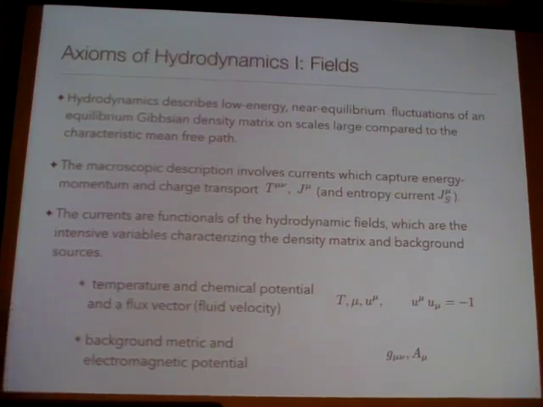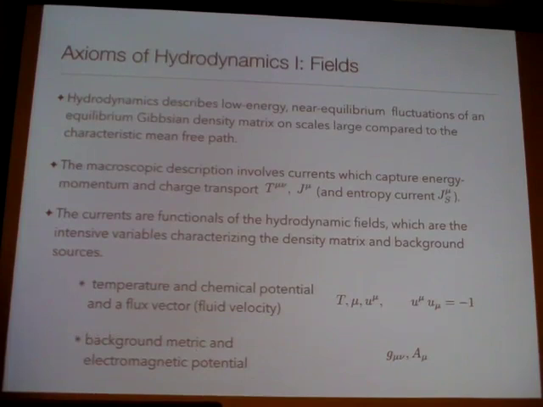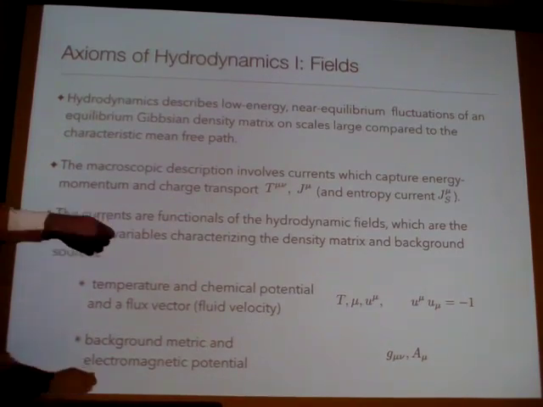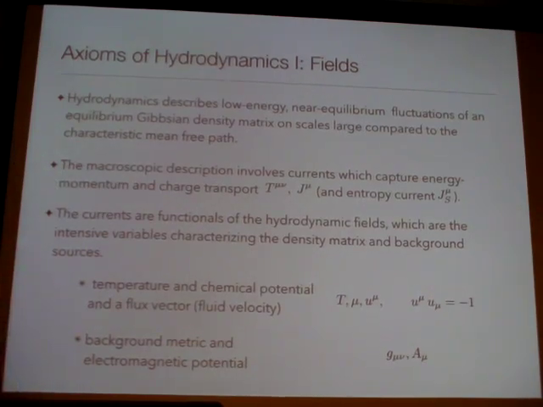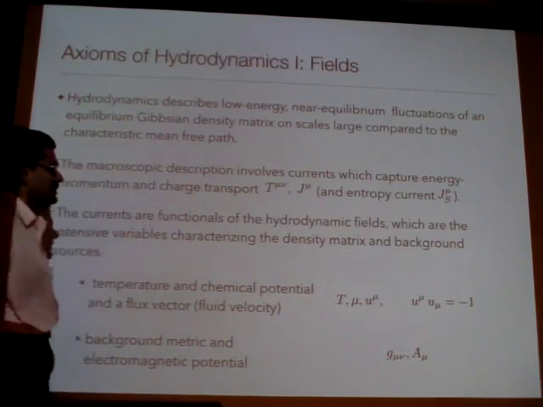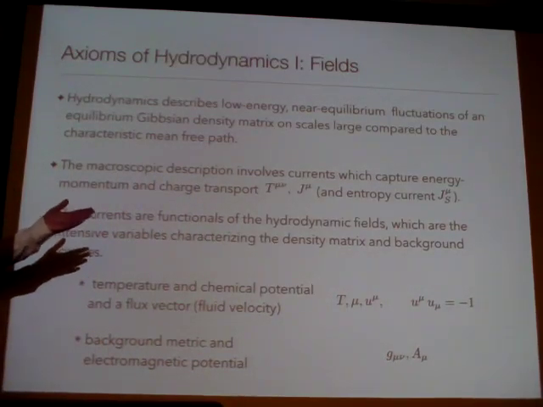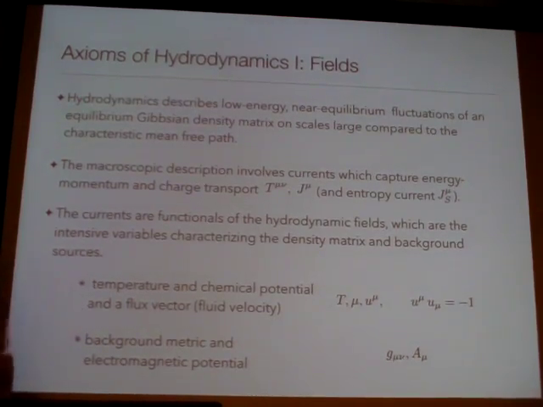These currents should be viewed as functionals of some basic hydrodynamic fields. So what are these basic hydrodynamic fields? Well, locally we have thermal equilibrium. Thermal equilibrium is characterized by some local temperature. If you have charges, you have some local chemical potential. But in addition, you can allow yourself to move from local domain to local domain, so there's some flux vector that tells you what the exchange of energy and charges is. In relativistic language, there's a velocity field, in four dimensions the four velocity, which sets the direction of time locally. It sets the local inertial frame for the density matrix at that point.